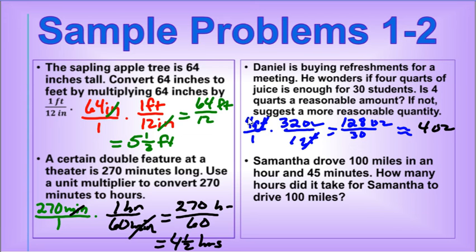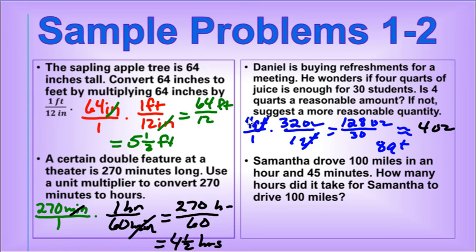But we know that 8 ounces is equal to a cup. So they have 4 ounces per student. So that's half a cup. So would that be reasonable? No, it would not be. If we double the quarts, then we would double the ounces. So it would give us 1 full cup. So a reasonable amount would be 8 quarts for each student to get 1 cup of juice.